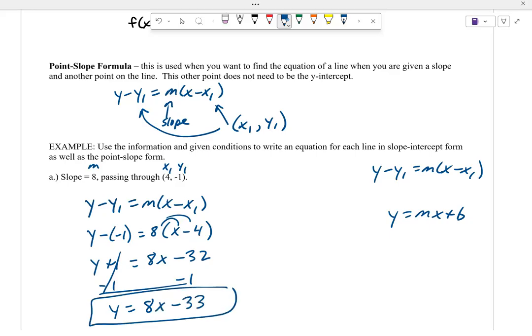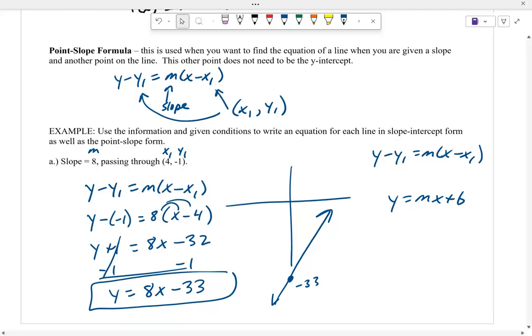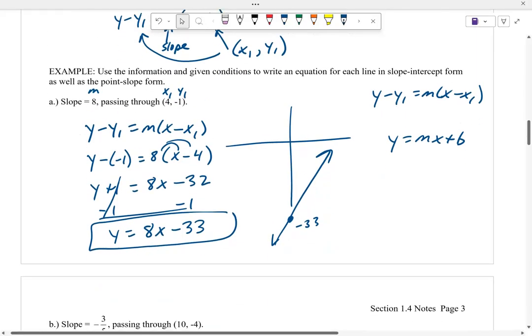So there it is. I have a slope of 8 and a y-intercept of -33. So it hits clear down here at the bottom at -33, but it has a positive slope. So it looks something like this. It would be pretty steep with a slope of 8, but we're not going to graph that right now. And by the way, it also would hit that point 4, -1 eventually as well.